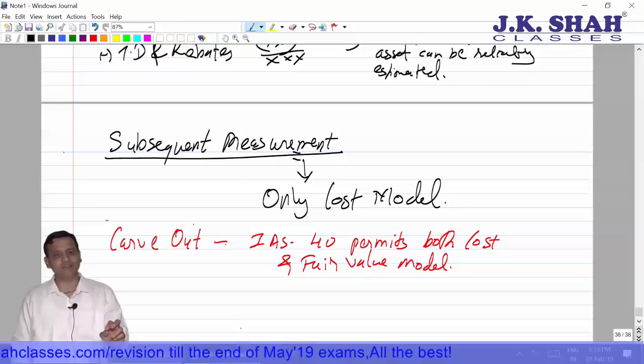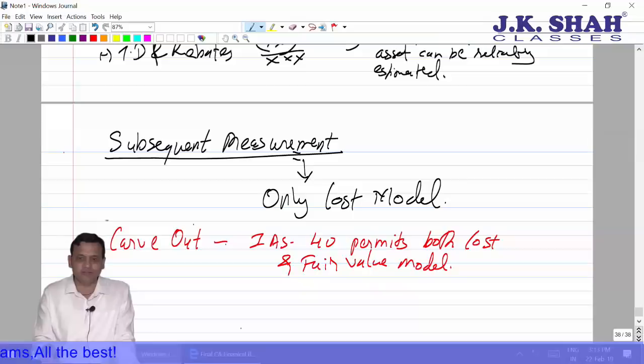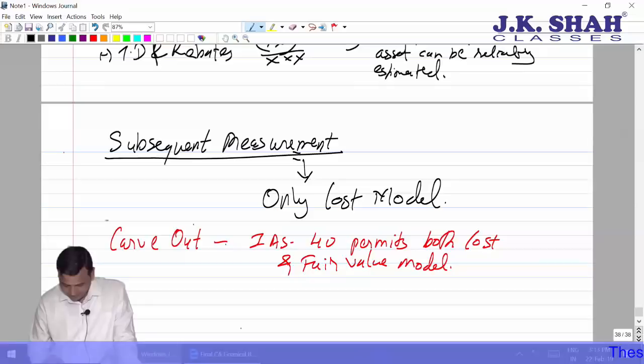In numbering, you know how this numbering game happened. Like somewhere we have IND AS 105, somewhere we have IND AS 40. Okay, I'll tell you, listen, not relating to this, there's something different. Nothing big, people never ask this in the exam.